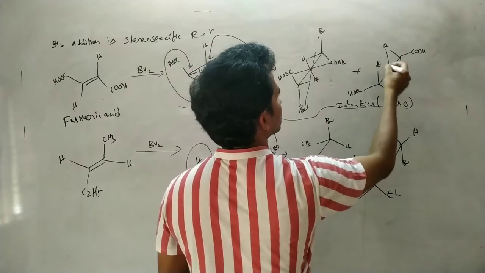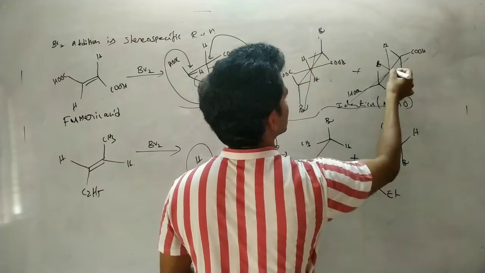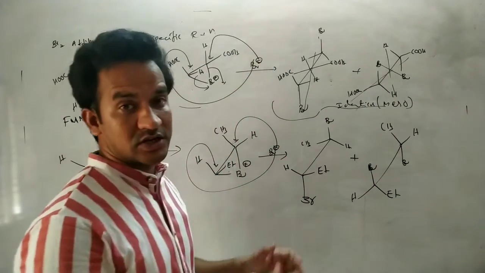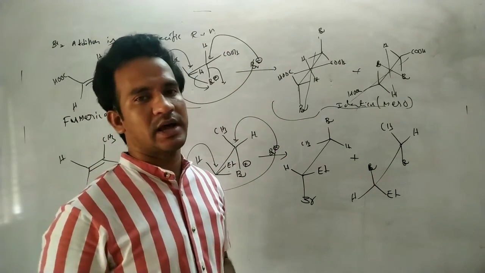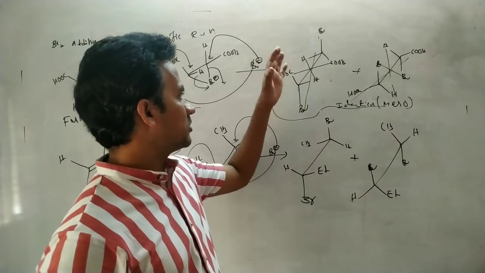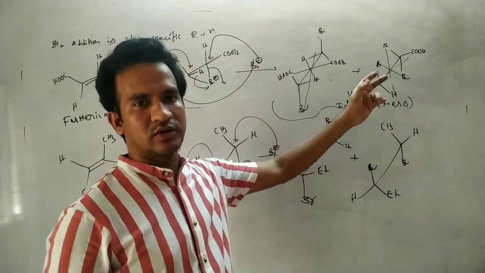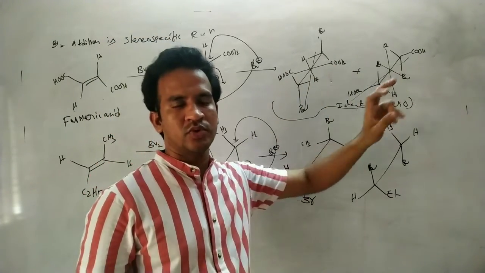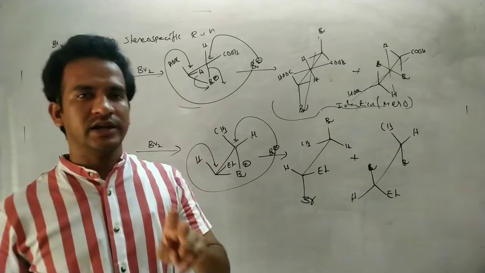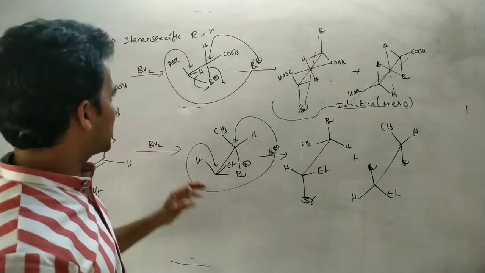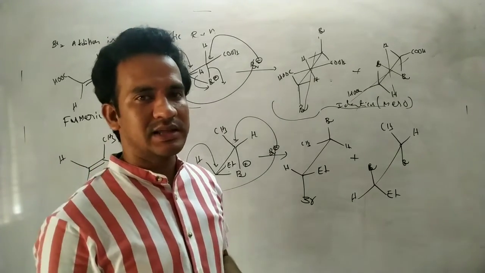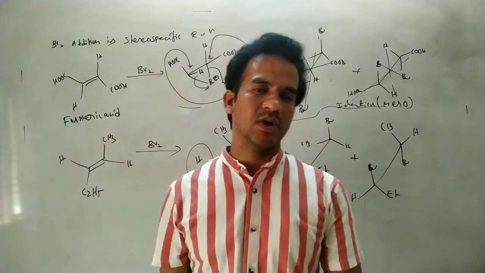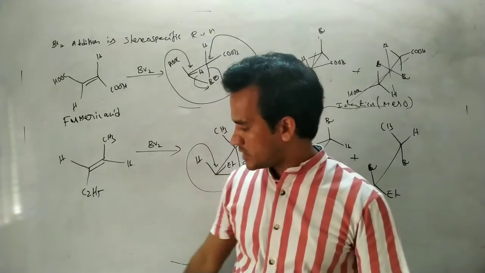This one has hydrogen, hydrogen, COOH, Br, Br, COOH. Due to the plane of symmetry, or center of symmetry, it is an optically inactive compound. So it is a meso compound. The two meso compounds are identical, we know that. So generally, cis alkene on anti-addition gives a racemic mixture, and trans alkene on anti-addition gives a meso compound.